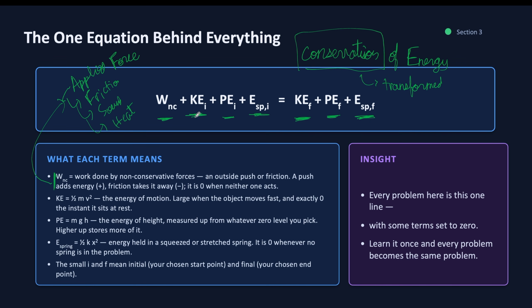Plus the kinetic energy initial, I stands for initial, plus potential energy initial, plus energy due to spring initial is equal to kinetic energy final, plus potential energy final, plus energy spring final. At any given time in this course, the hardest question you're going to be given uses every single one of these terms. But it can't get harder than that. So that's the good part.